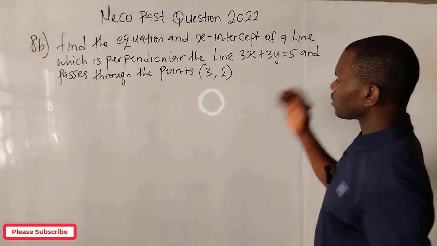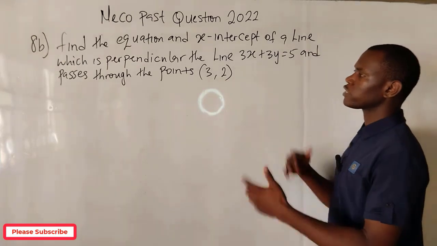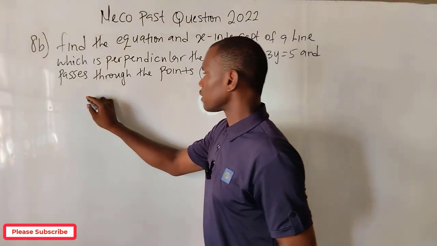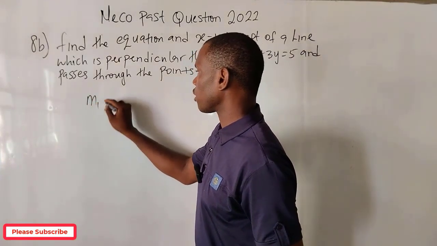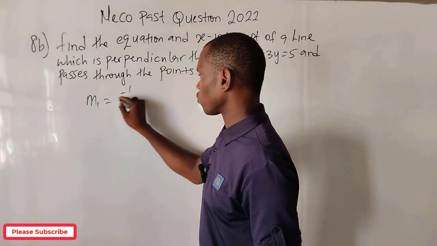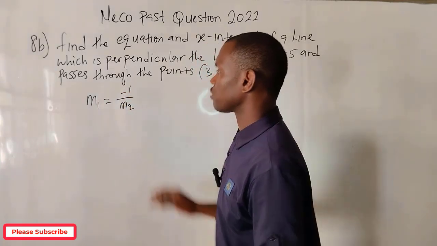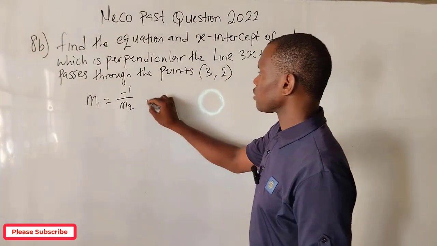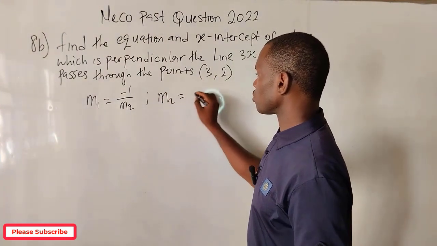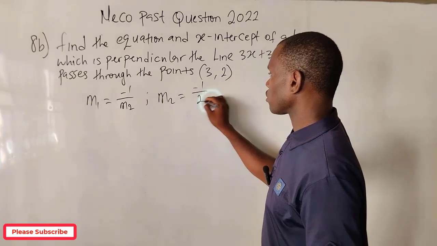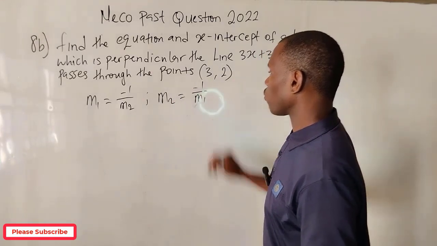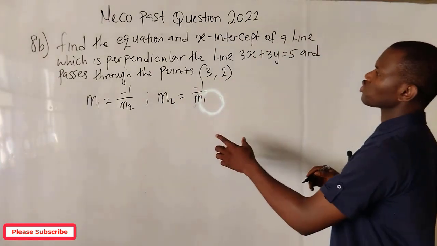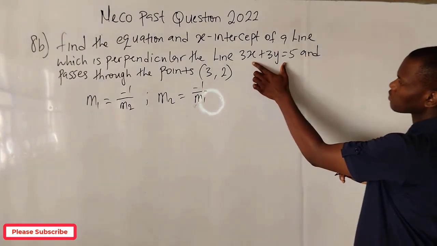All right. Whenever a line is perpendicular to another line, then the slope of that line, say m1, is equal to minus 1 over the slope of the second line. Vice versa, m2 is equal to minus 1 over m1.